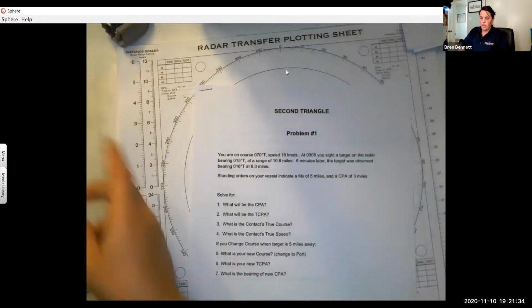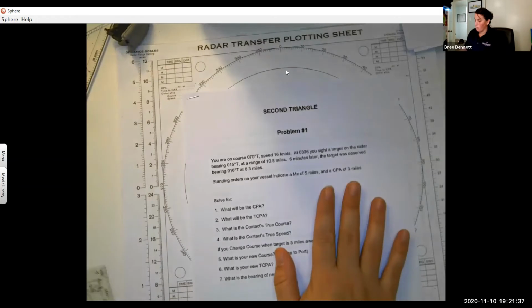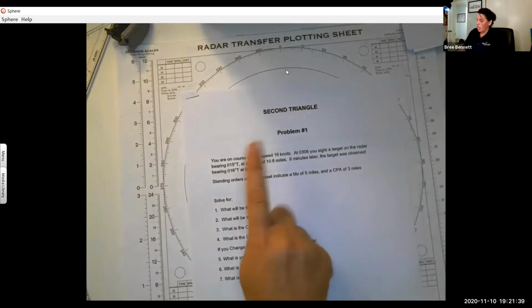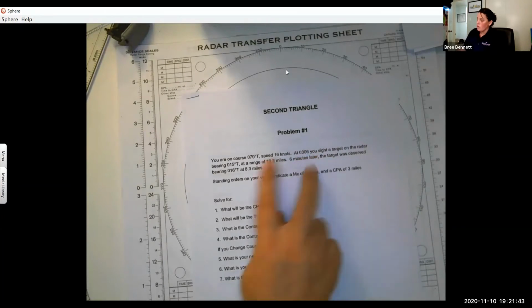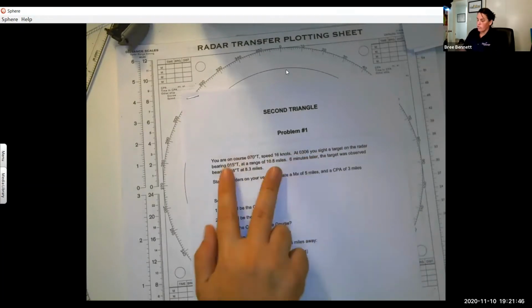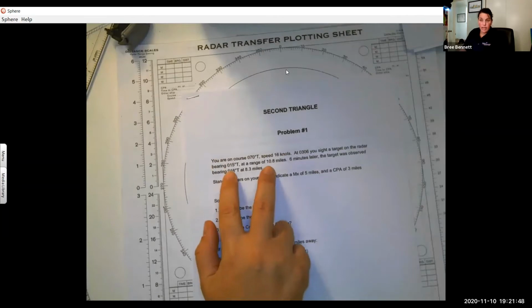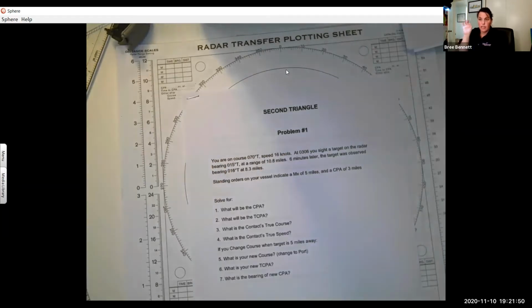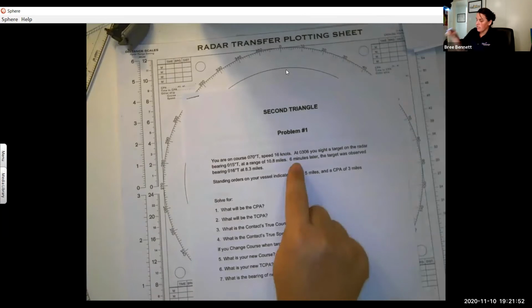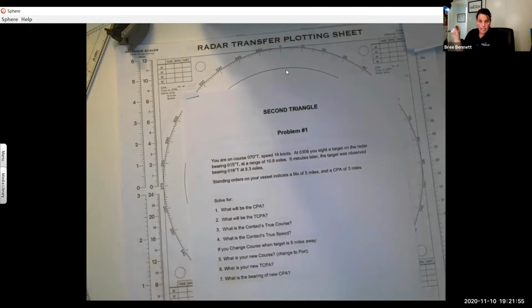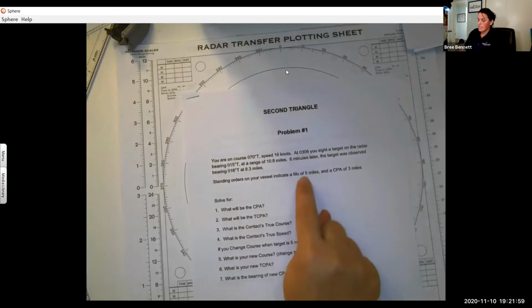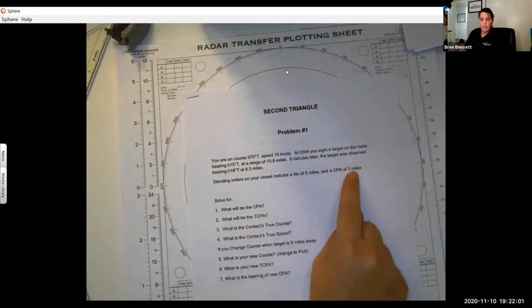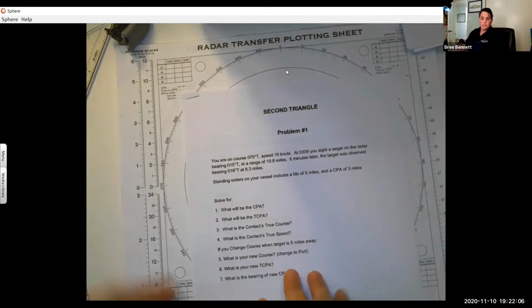For problem 1, it gives us our own course and speed, and then it tells us at a certain time we spot a target at a certain bearing and range. We got that from the radar. 6 minutes later, we got that range again. Standing orders tell us that we want an MX of 5 miles and a CPA of 3 miles. Now let's figure out what we're going to do.